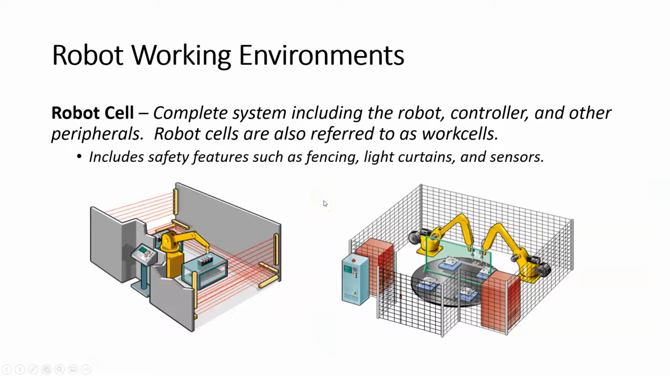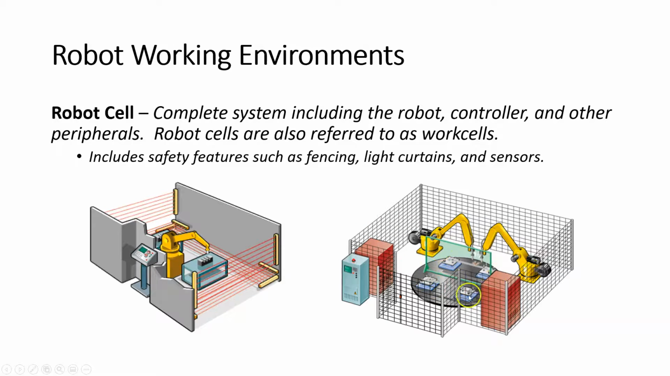All right. So where do robots work? Well, in a typical industrial robotic environment, we're going to have what's called a robot cell, or the safety cell. That's basically going to be the room or the area where the robot is set up to operate. It's the complete system that includes the robot, the controller, right? This is the controller, and other peripherals. Peripherals meaning any kind of guarding. Here we can see the laser beam walls that are guarding. Here we have fencing that is guarding it.